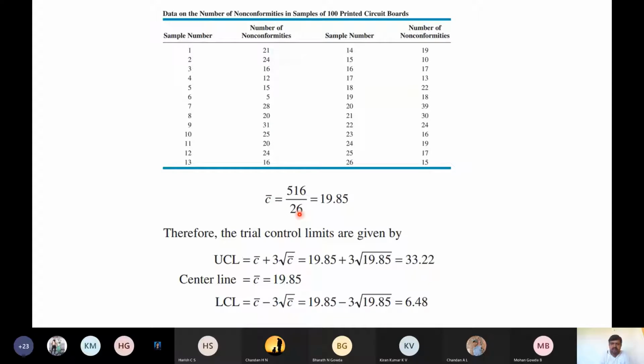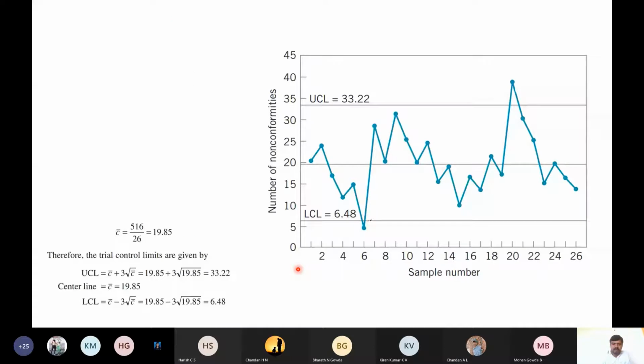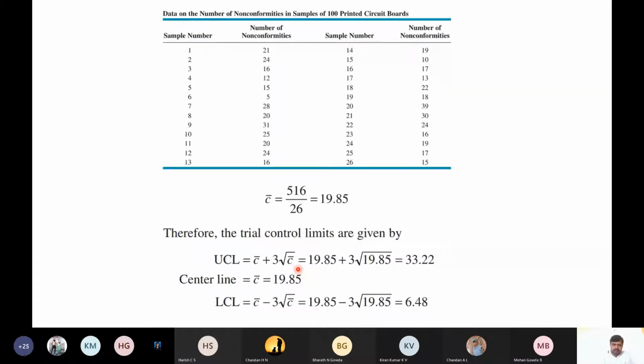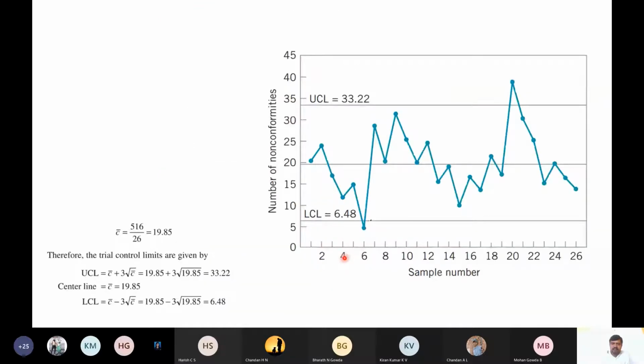Once you find the C bar value, using these equations you can find the upper control limit and lower control limit. In this case, the upper control limit is 33.22, the lower control limit is 6.48, and the average is 19.85. Next, based on this, you can plot the control chart. On the x-axis, you consider the sample number. On the y-axis, you consider the number of non-conformities, number of defects. That is nothing but these C values.